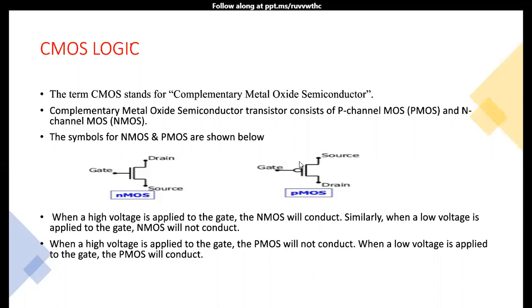For the PMOS transistor, if you apply 0, the PMOS transistor will conduct, hence it produces the high output. That means if you give low input, it produces the high output. If you give high input, the PMOS transistor will not conduct, hence it will produce the low output. That means the PMOS transistor performs the complementary action.